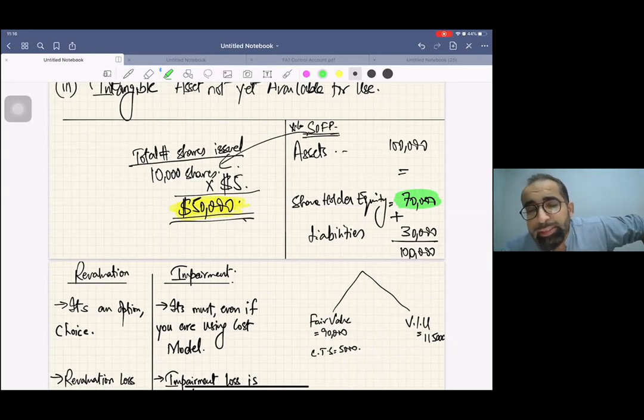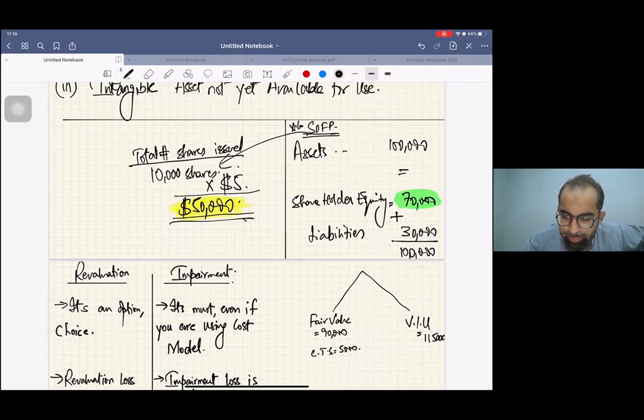But the real worth of this company, this whole company's equity, is just 50,000 in the market. So that means there is a question mark. There is a big question mark on this company, that there is something bad. This company needs an impairment test.